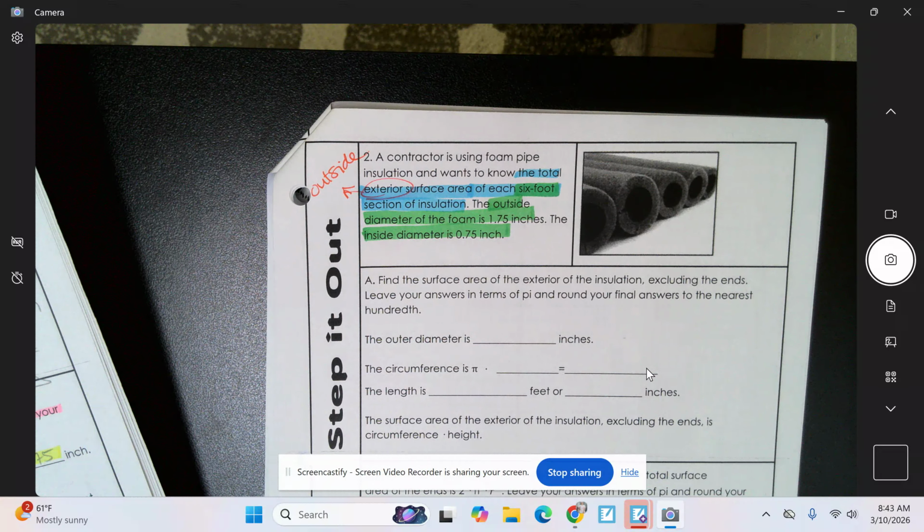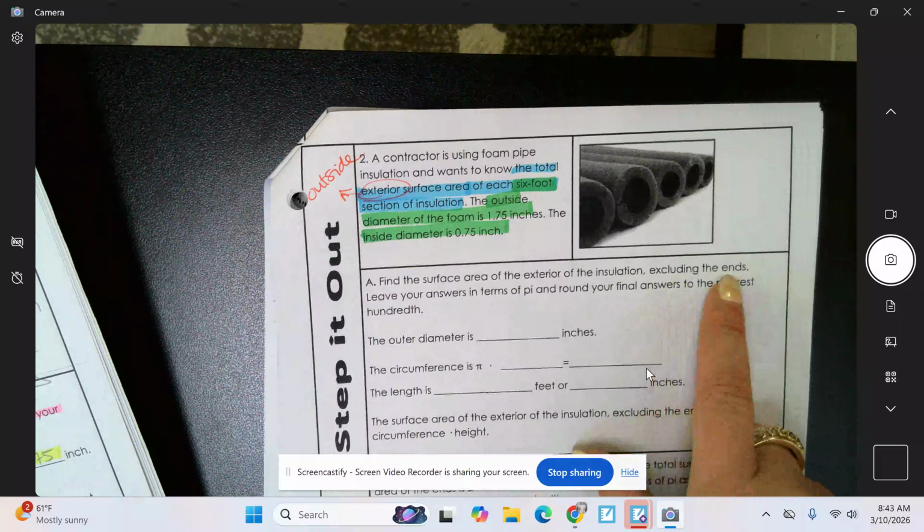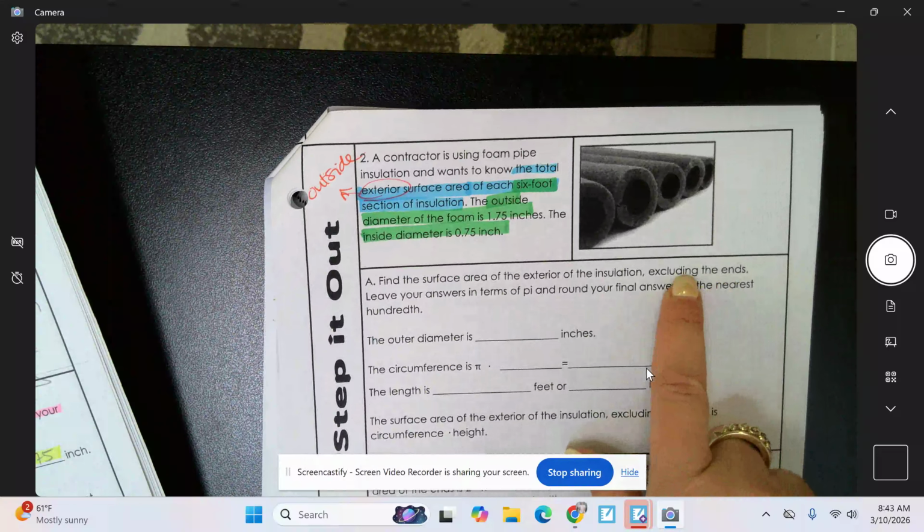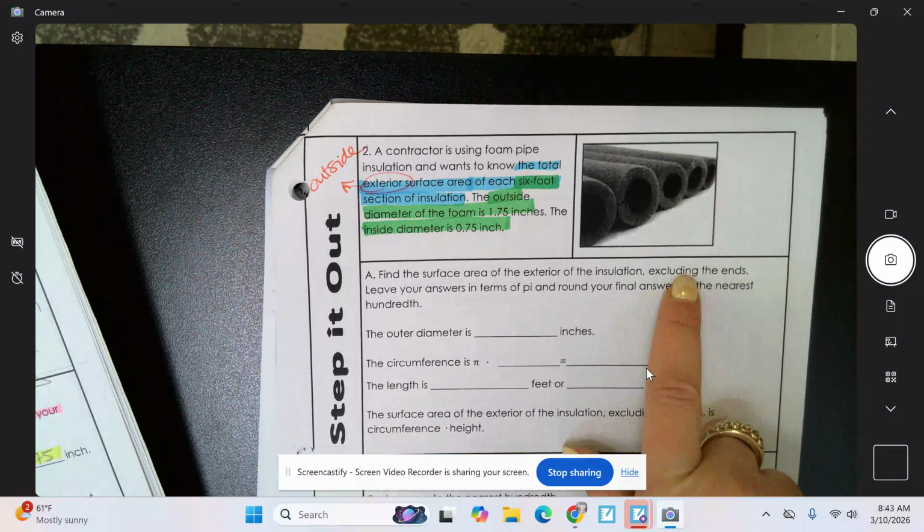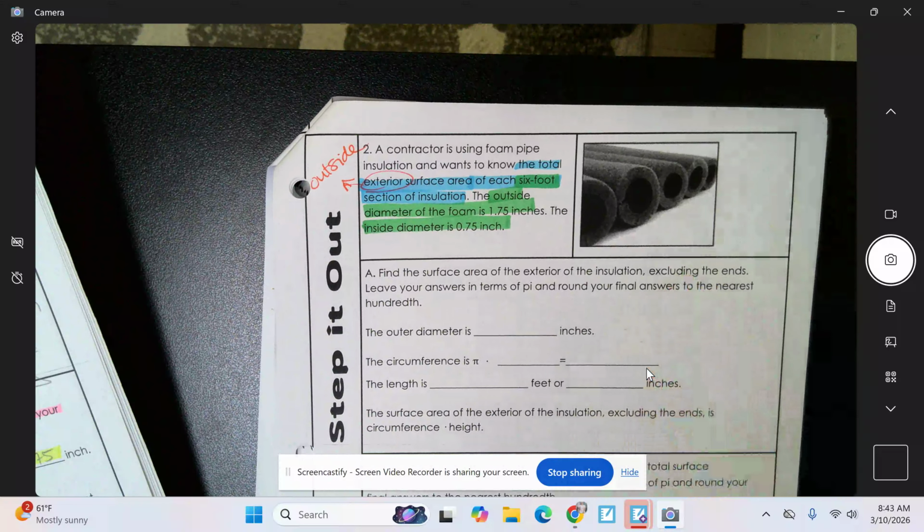So they're going to walk us through how to solve this surface area. The first part says find the surface area of the exterior of the insulation, excluding the ends. What does exclude mean? Leave out. Leave out, not included. That's why I put it on our word wall.